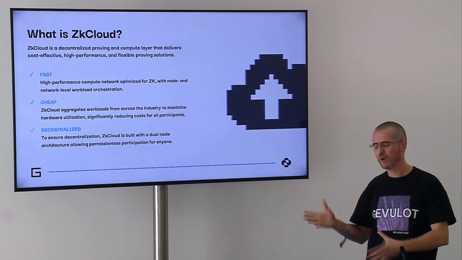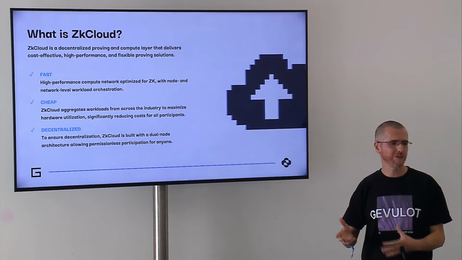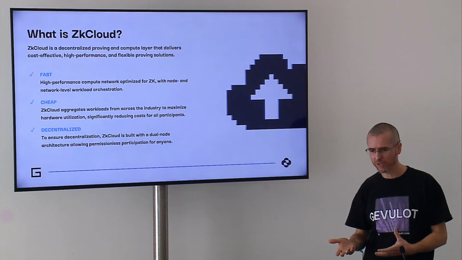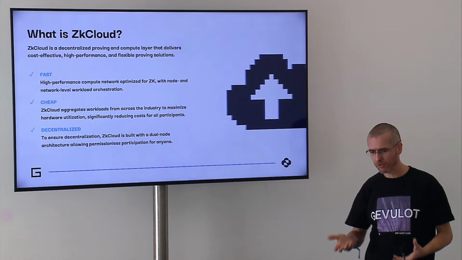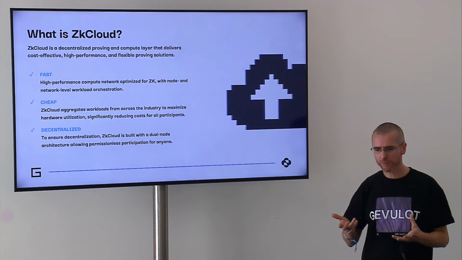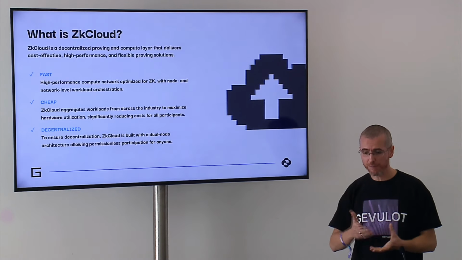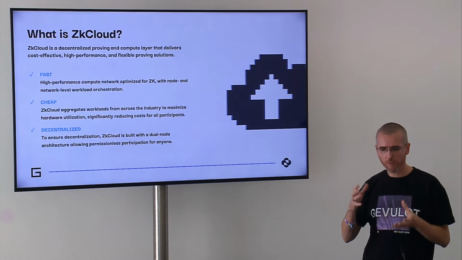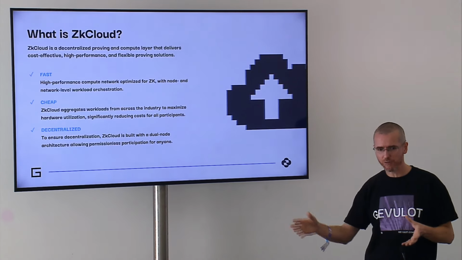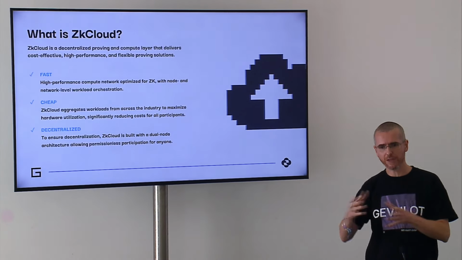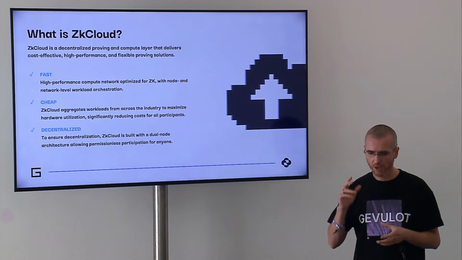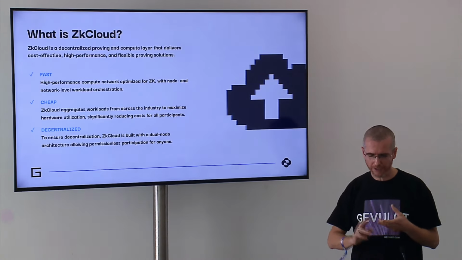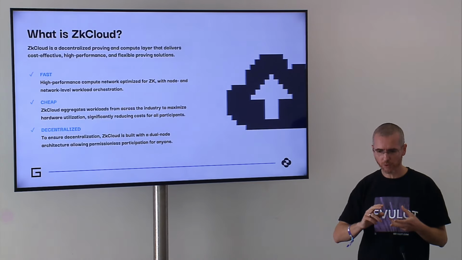As we get closer to what is ZK Cloud? It's basically a decentralized proving and compute layer that is fast, cheap, and, as I already mentioned, decentralized. It's fast because we have high-performance compute nodes optimized for ZK, and we add on top of this node and network level orchestration to optimize performance. And also, as I already mentioned, we aggregate workloads from all across the industry.